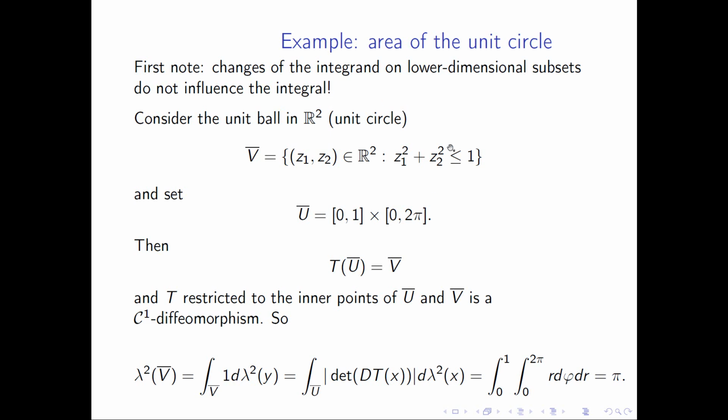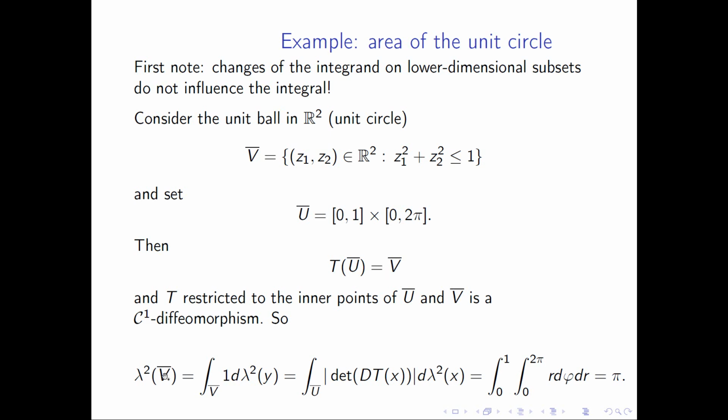So here's an application, an example. We want to compute the area of the unit circle. I denoted this by V overline. So V overline is the closed unit disc in R^2. And we want to reduce it to computing an integral over U overline, and U overline is the compact interval [0, 1] times the compact interval [0, 2 pi], which has a simpler structure. And then if we apply the polar coordinates map T to U overline, we get V overline. So T maps U overline onto V overline, and T restricted to the inner points of our sets is a C1 diffeomorphism. And since lower dimensional subsets do not influence the integrals, we can work with this.